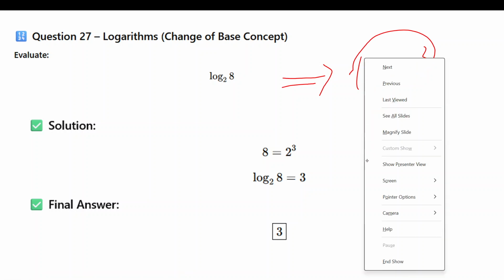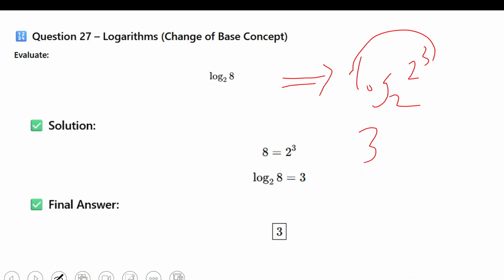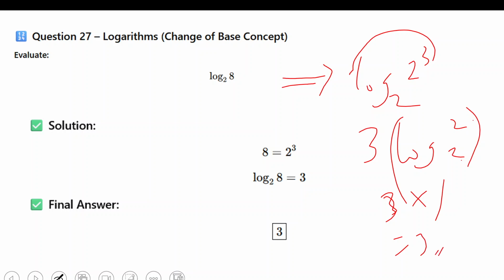It will become 3 log 2 to base 2. So anything log to that number as its base, where you have the number and the base being the same, becomes 1. That's according to the law of logarithms. So it's 3 times 1, which is 3.